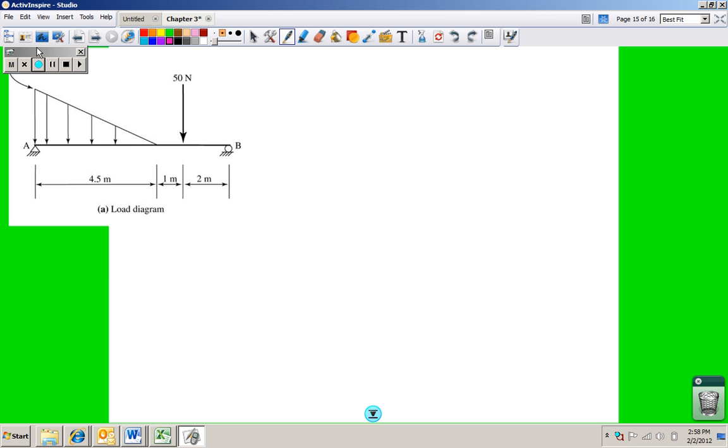So let's look at this example problem. We have a distributed load of 25 newtons per meter. It's non-uniform, and a 50 newton force. I want to know the resultant and the location of this system. I have to begin first by turning this non-uniform load into a single force. So let's do that first.